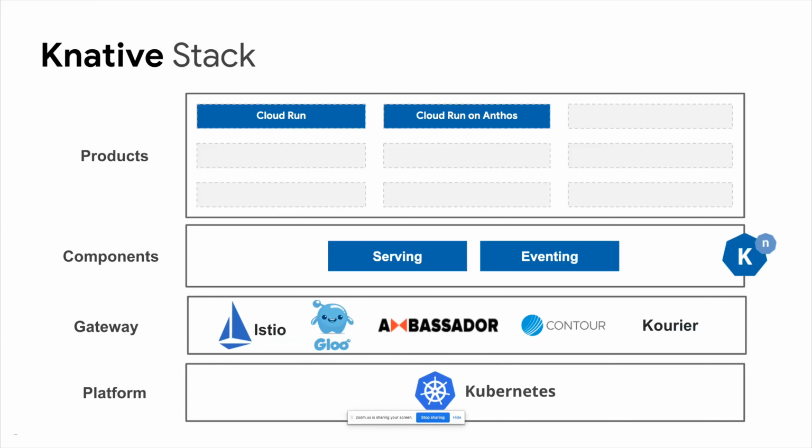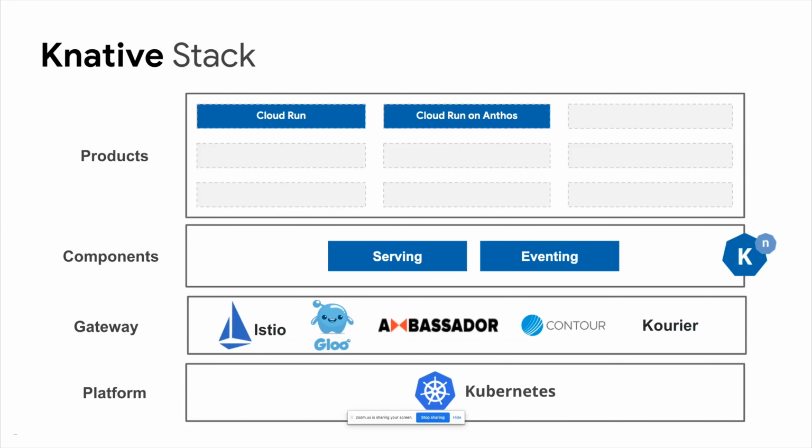But either way, you install Kubernetes, then you install the gateway on top of that. Then you can install the Knative components. There's two main parts of Knative. One is Knative Serving, and the other is Knative Eventing. You can install them together, or you can install them one by one, or you can just use one or the other. It's all up to you.